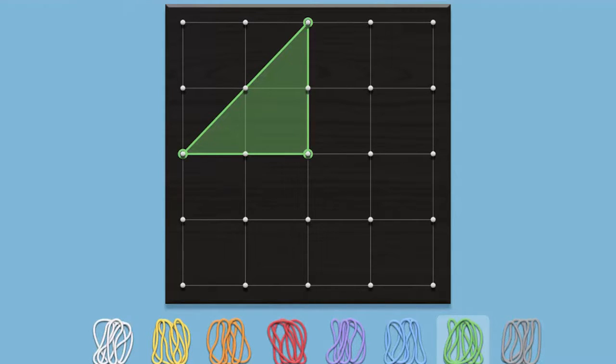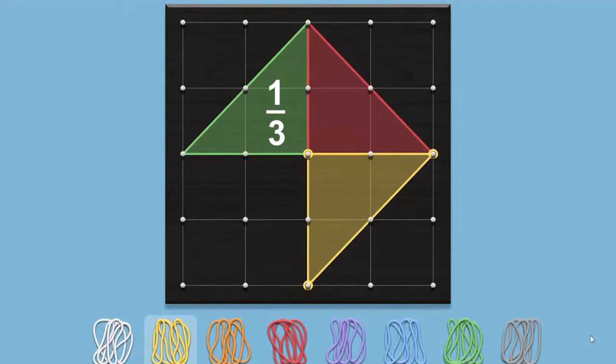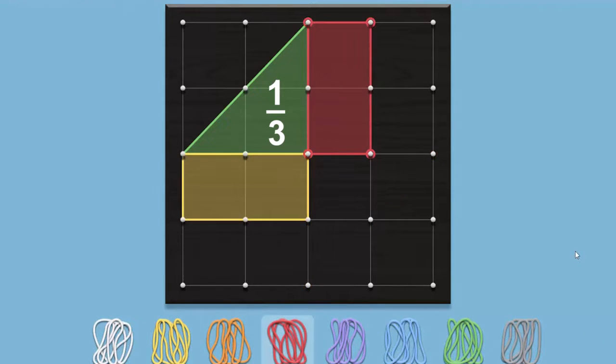If my triangle represents 1/3 of the whole, then a possible whole could look like this or this. As long as my whole has 3 sections with 2 squares in each section, then I know it is a possible whole.